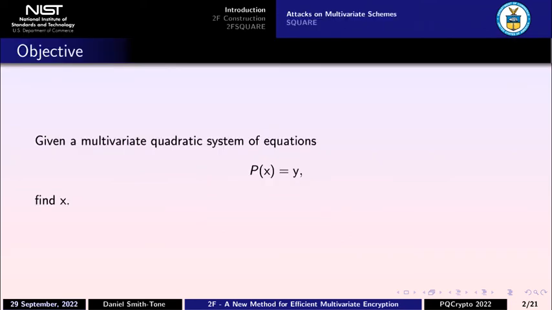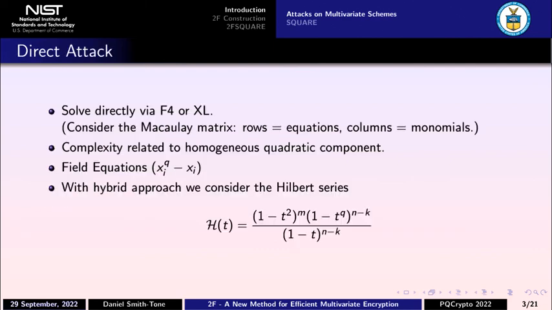First, we recall the basic objective of multivariate cryptanalysis. That is the problem of solving a system of usually quadratic equations. The complexity of this task depends on the structure of the system of equations. The most general approach is to directly solve the system of equations with some algorithm such as F4 or XL. Which is more efficient depends on many variables.